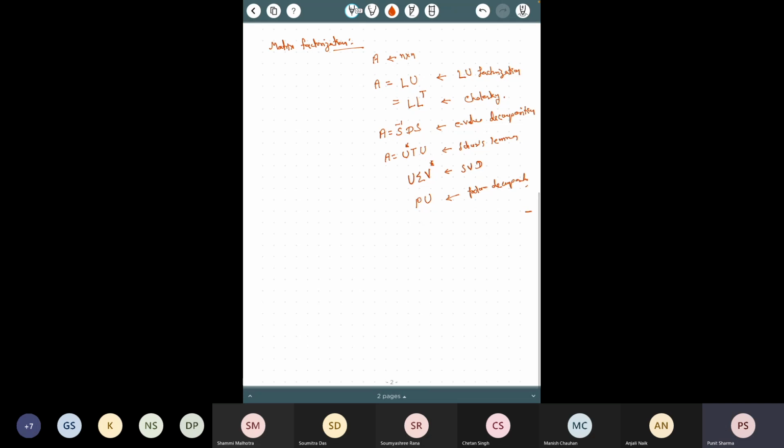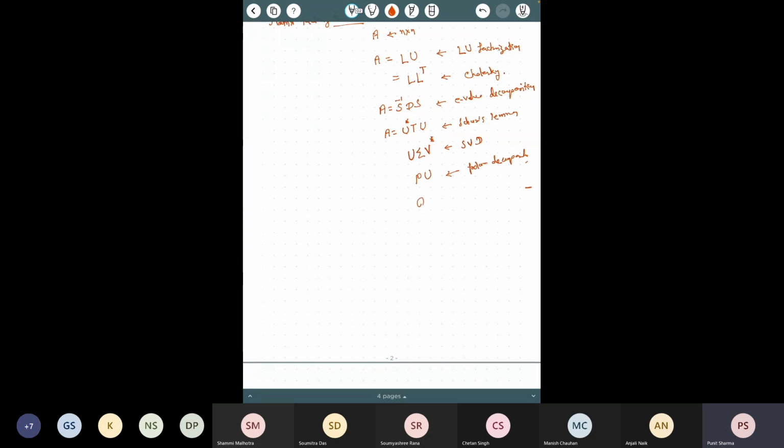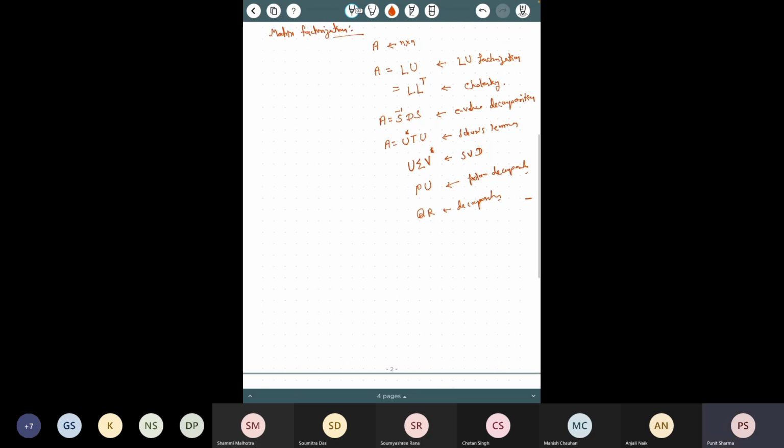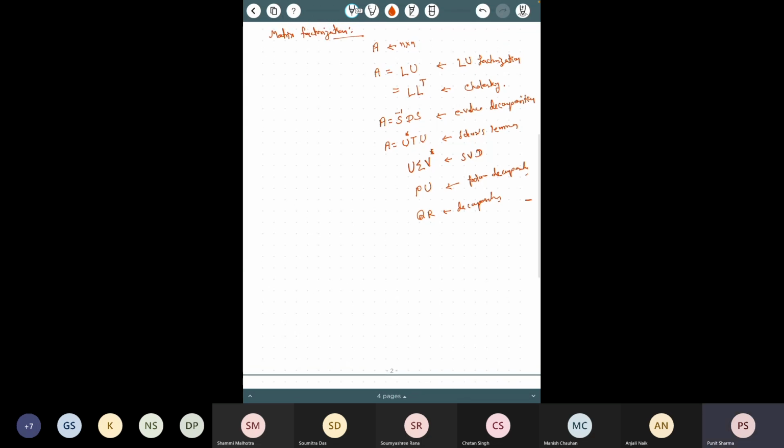Then there is another one, which is QR decomposition. So what is QR? Q is unitary and R is upper triangular. So this is QR decomposition. So we have already listed quite a few. You can see that some of them are very useful in applications, and we will discuss them in detail in this course.